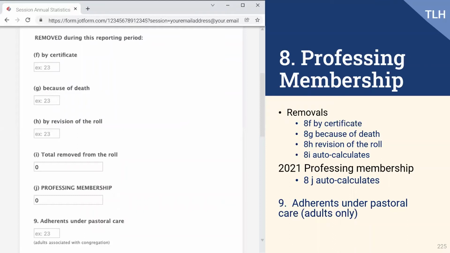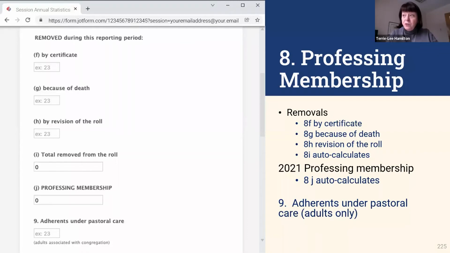Okay, so first question, is the current minister also included as a member? No. The reason for that is that a minister is not a member of the congregation. He or she is a member of the presbytery and is tied to the congregation. So you would not calculate either your minister or any other minister or diaconal minister who might be called to your congregation.